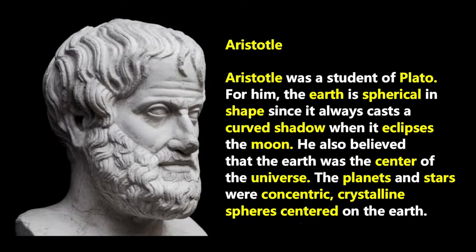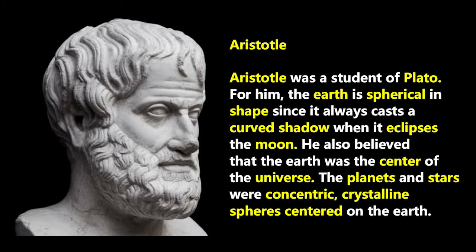Next, Aristotle. Aristotle was a student of Plato. For him, the Earth is spherical in shape, since it always casts a round shadow when it eclipses the moon. He also believed that the earth was the center of the universe. The planets and stars were concentric, crystalline spheres centered on the earth.